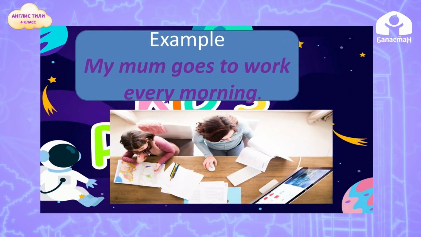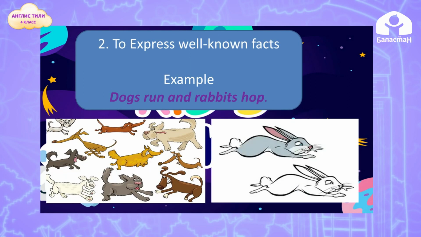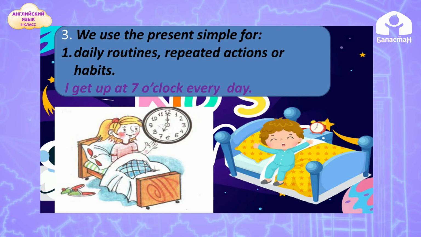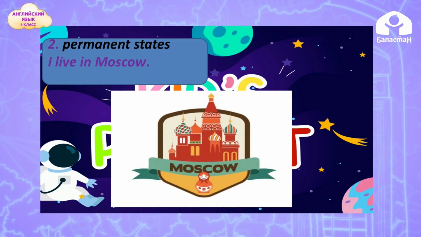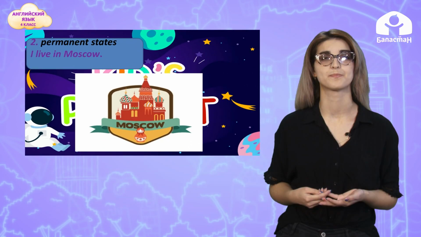Example: my mom goes to work every morning. To express well-known facts, for example, dogs run and rabbits hop. We use the present simple for daily routines, repeated actions or habits. For example, I get up at 7 o'clock every day. Permanent states, for example, I live in Moscow.